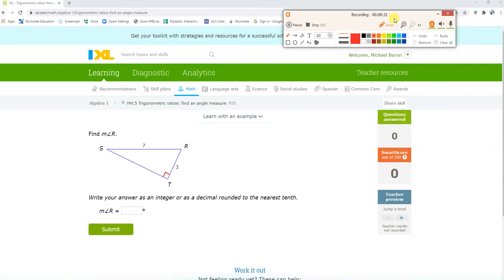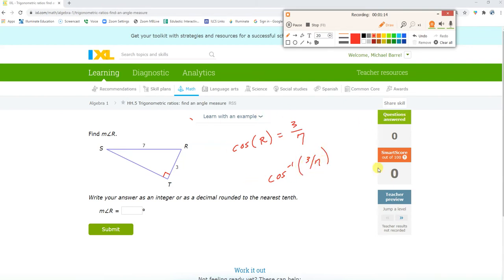They want me to find the measure of angle R. Okay, so for R, I've got the adjacent and the hypotenuse. So cosine of R equals adjacent over hypotenuse. And so what I'm going to do is take the inverse cosine of both sides. You've learned this in another video. I'm going to go cosine to the -1 of 3/7, or the inverse cosine of 3/7.